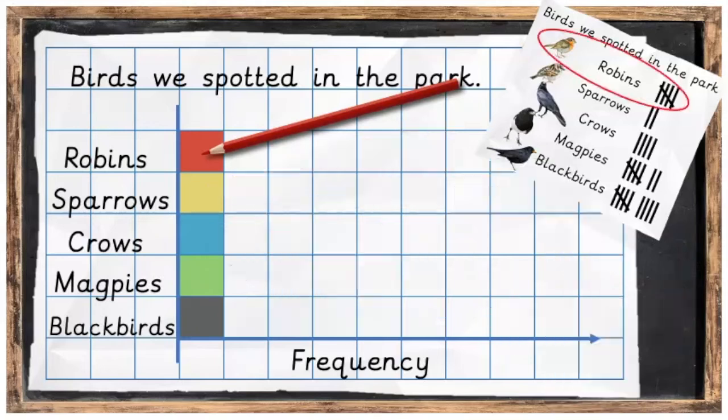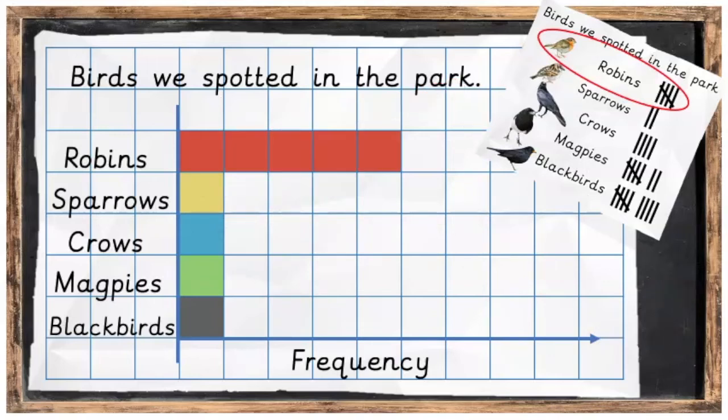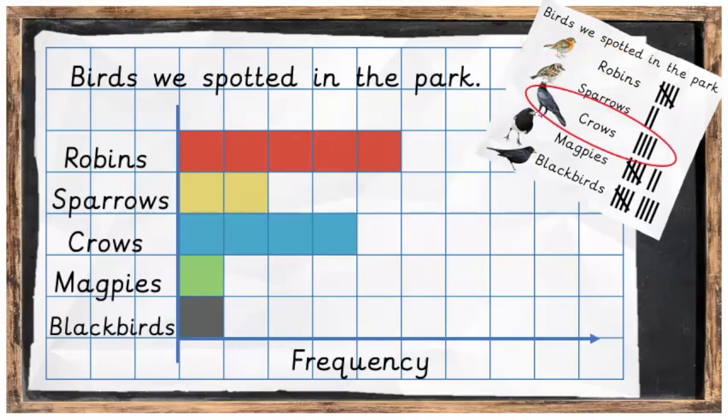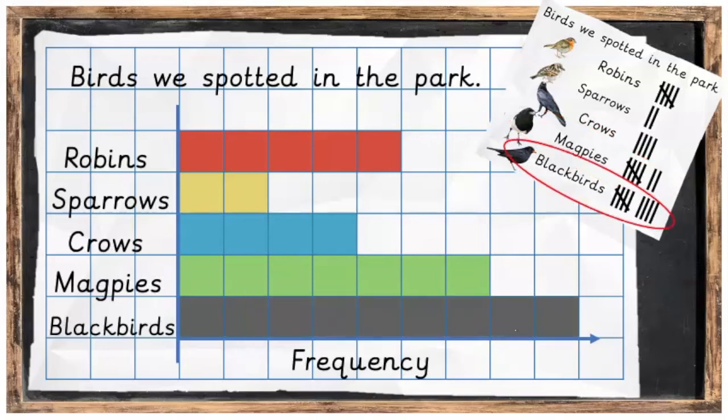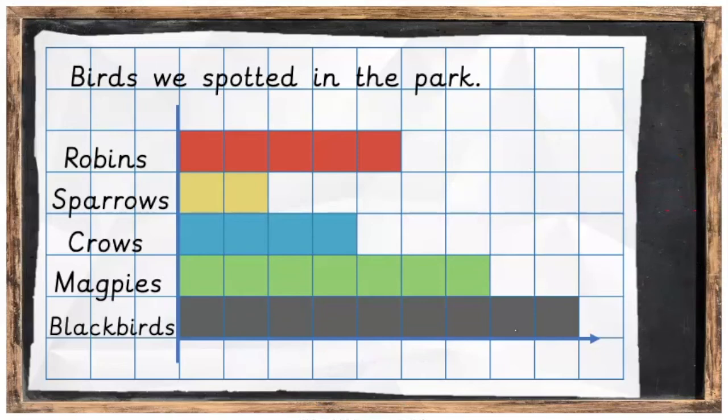Great work! Okay, so let's just check that we got everything correct. Of course, there were 5 robins, there were 2 sparrows, there were 4 crows, there were 7 magpies, and there were 9 blackbirds. And that's our block graph for the birds we spotted in the park.